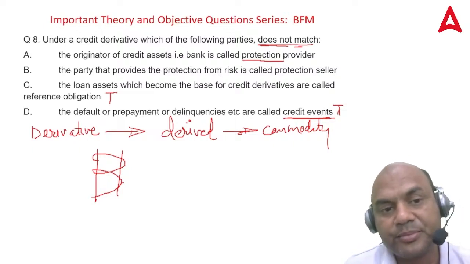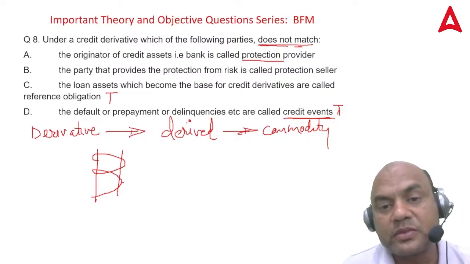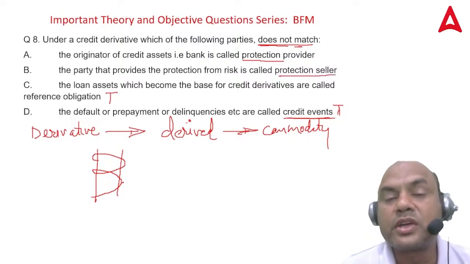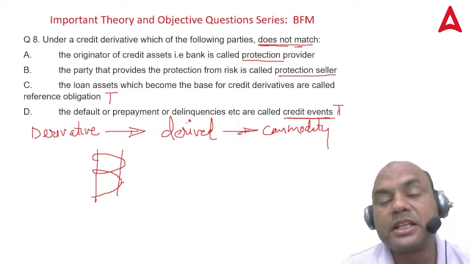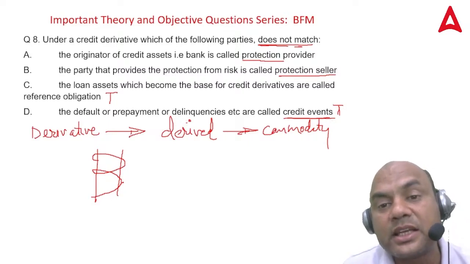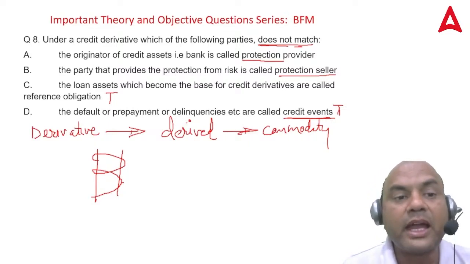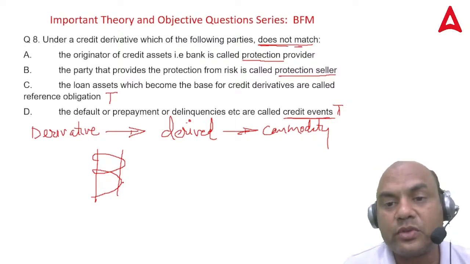That is correct. The party that provides protection from the risk is called protection seller. So the insurance company is a protection seller. It is selling the insurance, selling the protection to the bank. And this one is not correct. So this is false. A is false. All the remaining ones are true. Here also true, here also true.